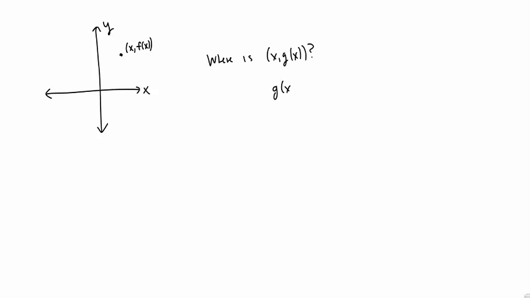g of x, the output, is minus f of x. Okay. So let me plot the point x comma minus f of x, which you know will be right there. So this is exactly, as we just saw, the point x comma g of x. So these 2 points are symmetric about the x-axis.